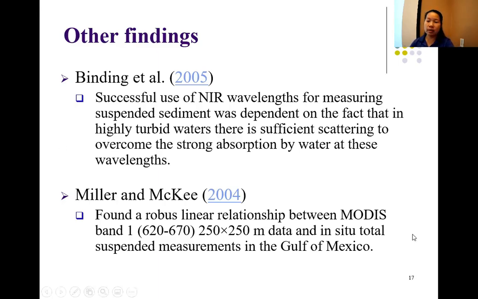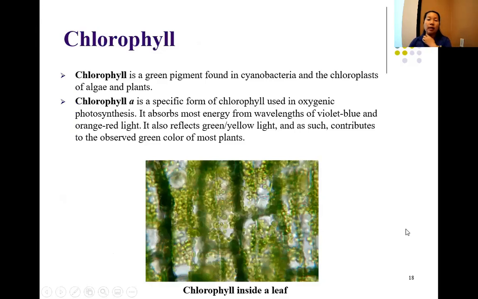And then the other important content that people look at is chlorophyll.